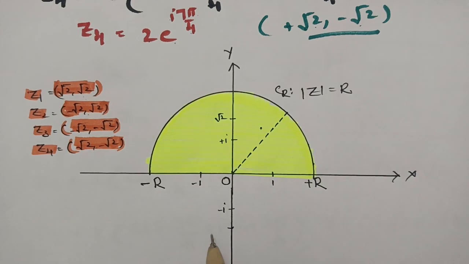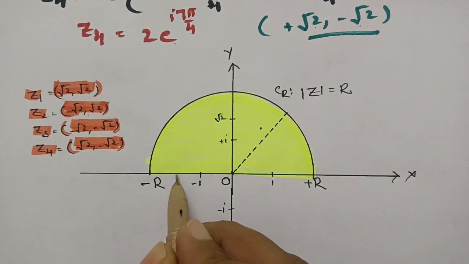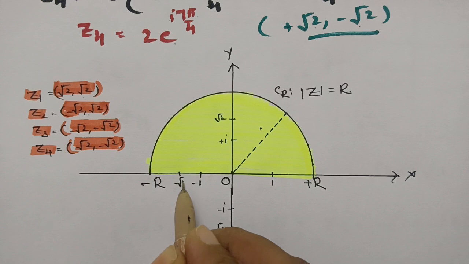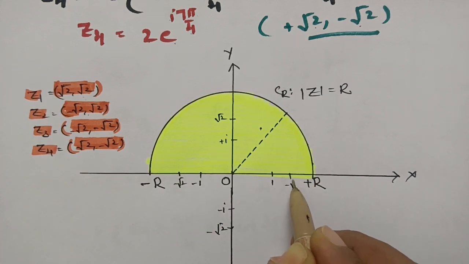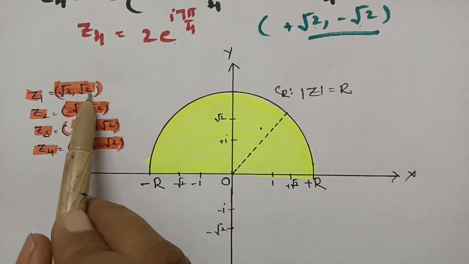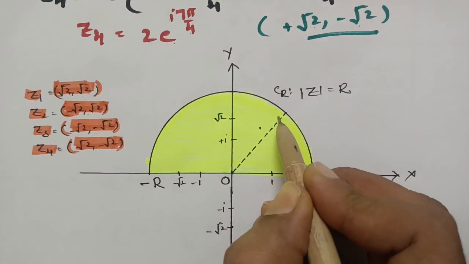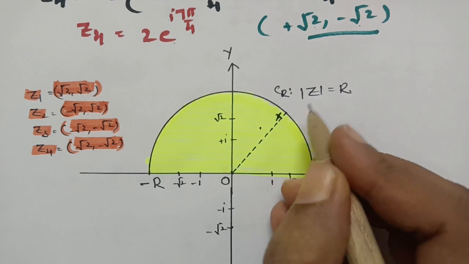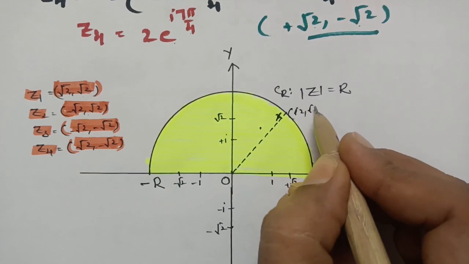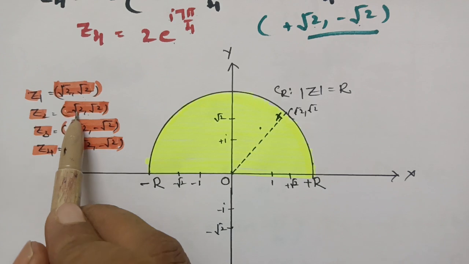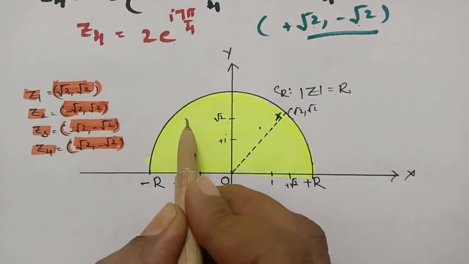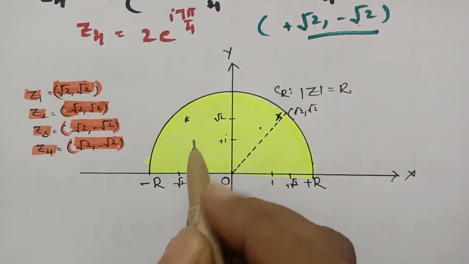This value will be minus root 2, and here if I extend this one, this is minus root 2, and this value here is plus root 2. Clear? So root 2 comma root 2 will be here. This is inside. Root 2 comma root 2 is within the contour, and this is minus root 2 and plus root 2. So here this value is also inside.